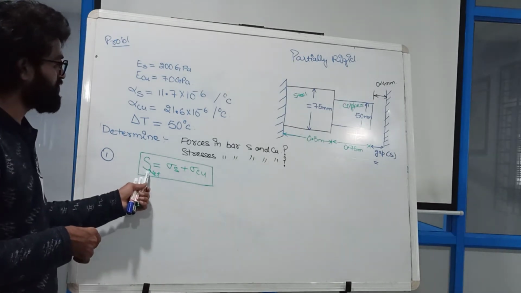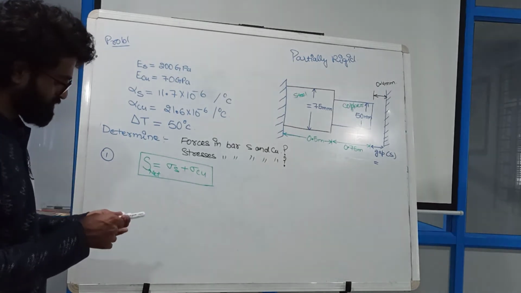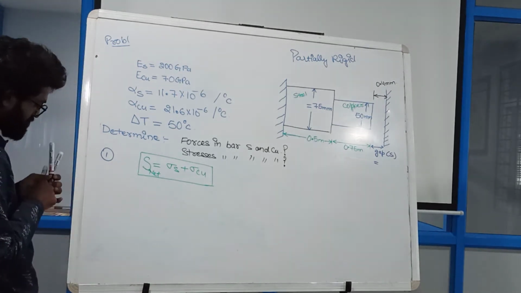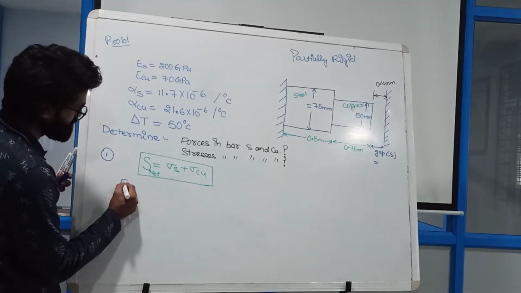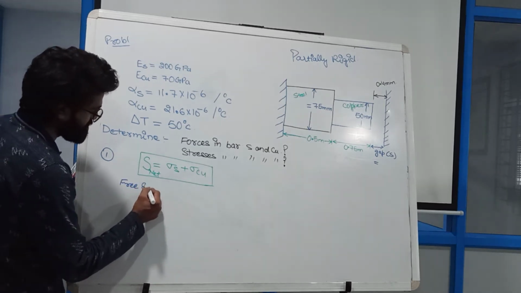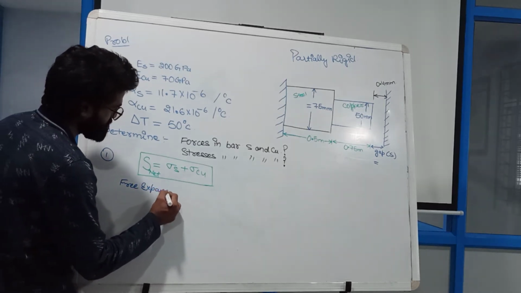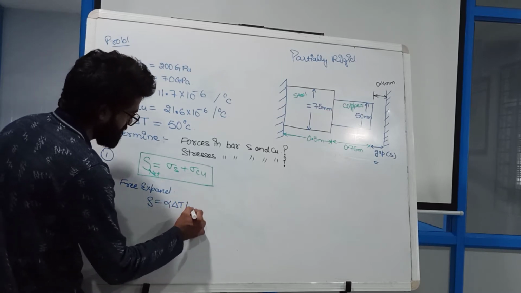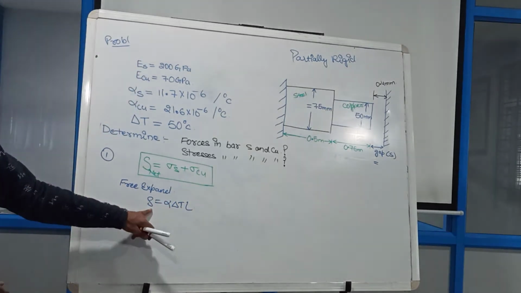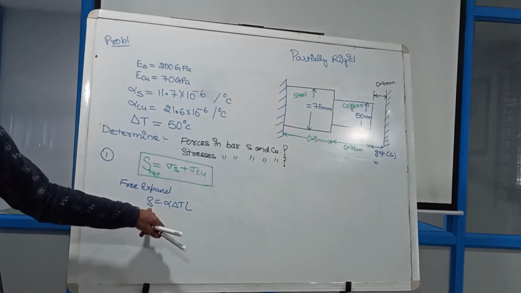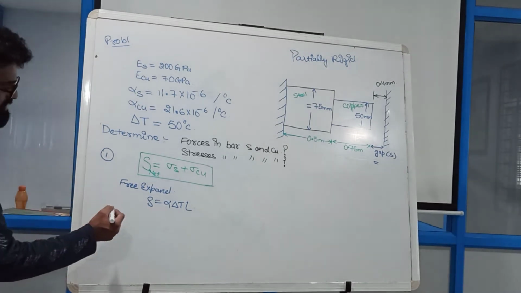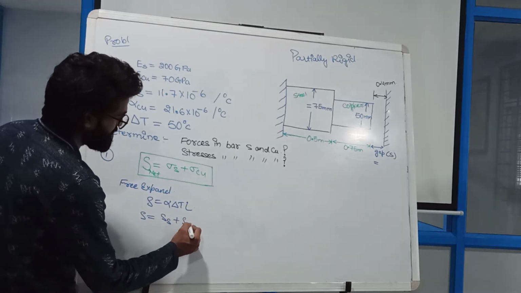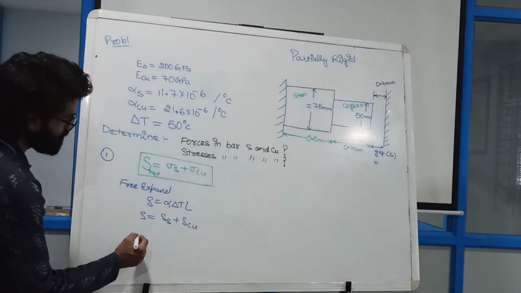So let us say how much it can be. First of all, I will calculate the delta value. How will I calculate it? First, free expansion. So I will do free expansion first. You all know my free expansion delta value: delta is equal to alpha delta T L. But there is not only one material, there are two materials. So definitely the total is delta steel plus delta Cu. So I will add both the things.